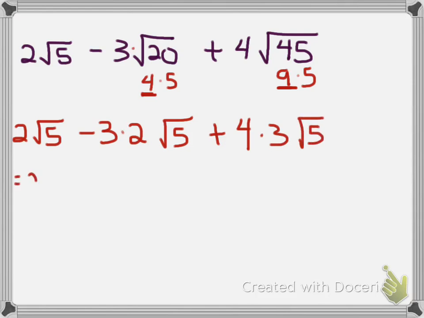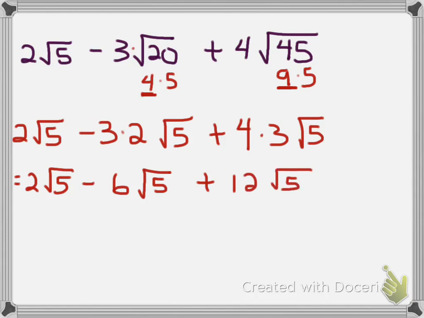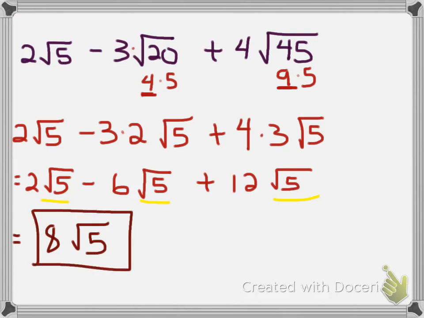I'll go ahead and rewrite this. I have the 2 square root of 5. Now this becomes minus 6 square root of 5 plus 12 square root of 5. Now you can notice whether or not they're like radicals. In this case, all 3 of those are like radicals. And again, be careful. Only combine the ones that are like radicals. In this case, they all are. So 2 minus 6, which is negative 4, plus 12, which would be 8. So I have 8 square root of 5.